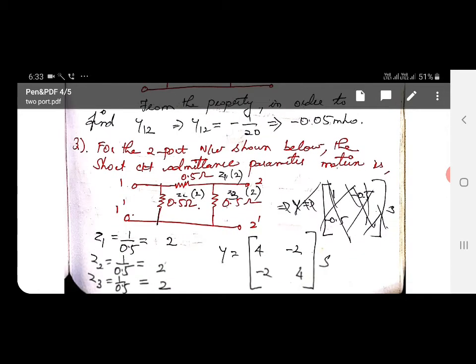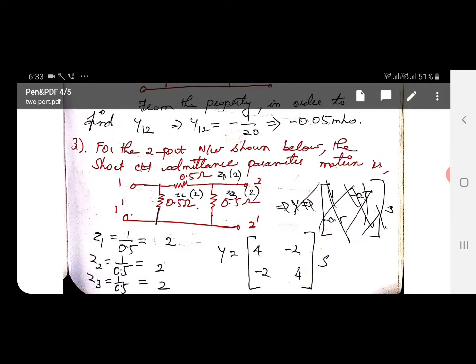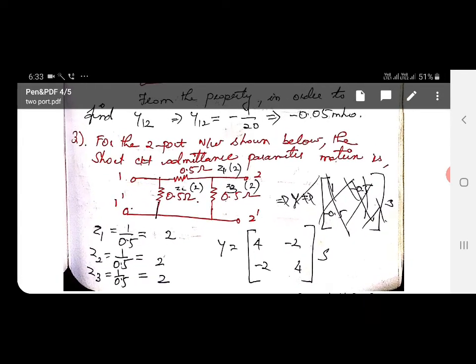Okay, we can see the next problem. For the two-port network shown below, the short circuit admittance parameter is asked. They have given the pi network, and they are asking for the admittance matrix, which is the y matrix.